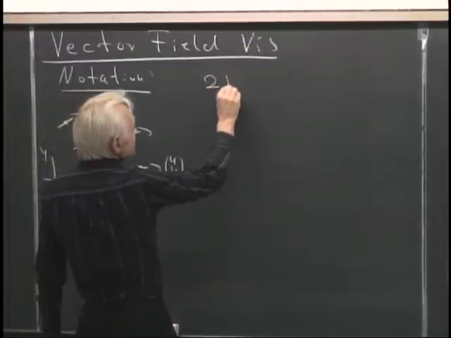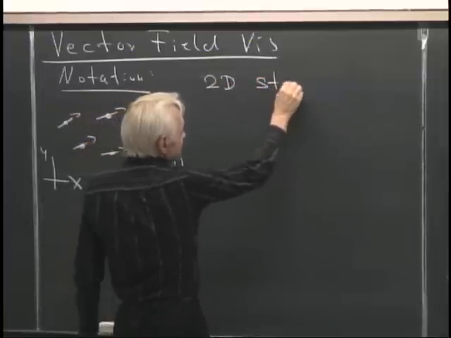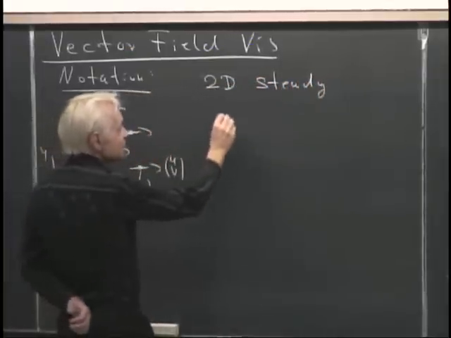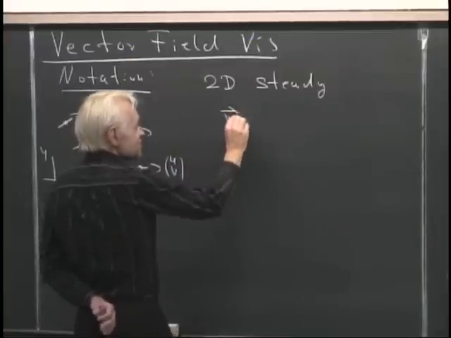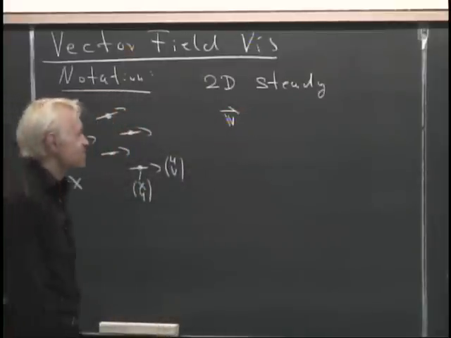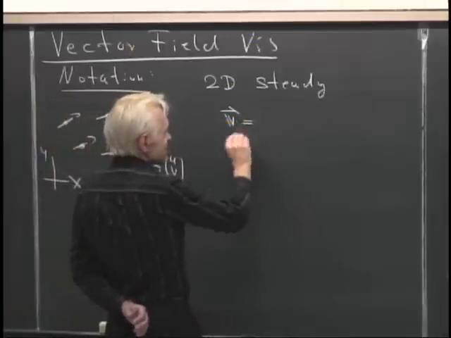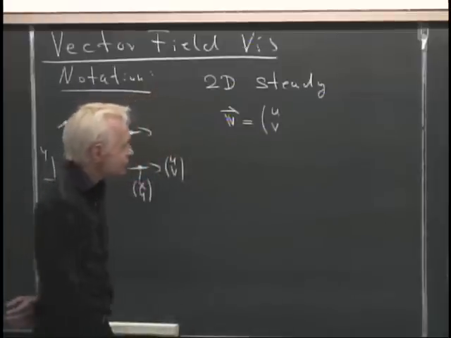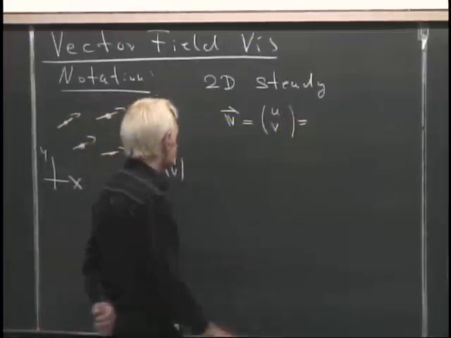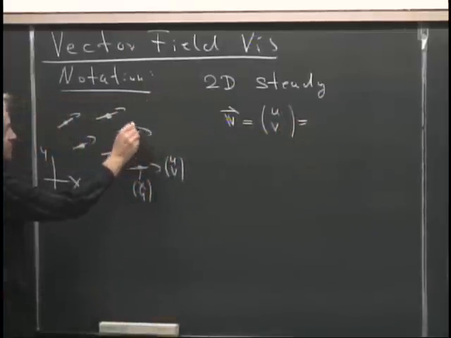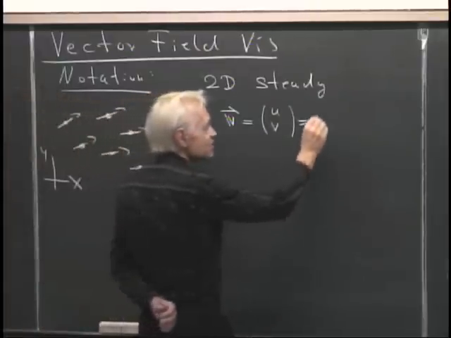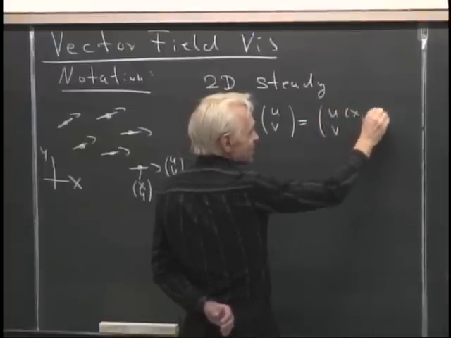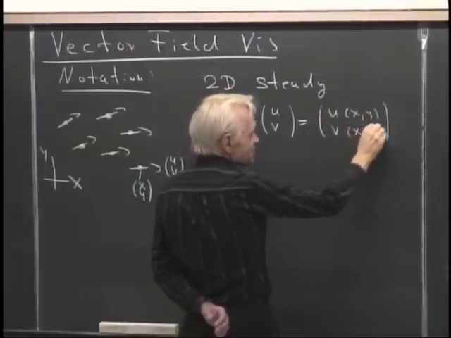So a 2D steady field would be a vector field V. Sometimes I will make this arrow on top of the V, sometimes I won't, because it is implicit anyway. And the components will usually be written as UV. And the UV, the direction, the vector, and its length really depend on the location. So these are two coordinate functions. U depends on the location, xy, and v depends on the location of xy, but nothing else.